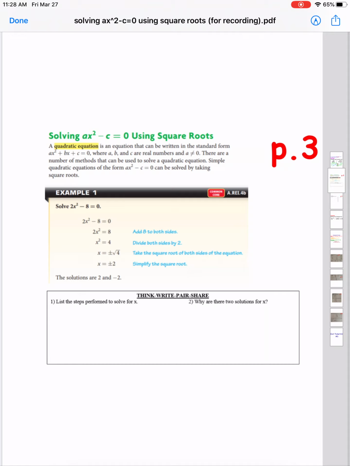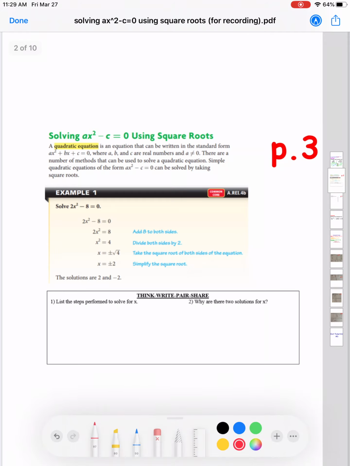So reading at the top of page 3, it says a quadratic equation is an equation that can be written in the standard form ax squared plus bx plus c equals 0, where a, b, and c are real numbers and a is not equal to 0. There are a number of methods that can be used to solve a quadratic equation. Simple quadratic equations of the form ax squared minus c equals 0 can be solved by taking square roots. So you can see that all the equations that we solved today are going to look like this. Ax squared, so some number times x squared minus some other number that they're calling c equals 0.